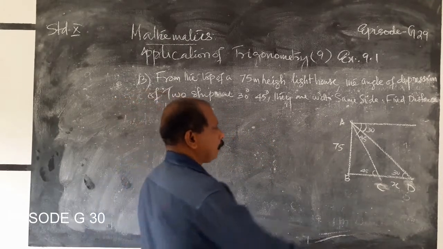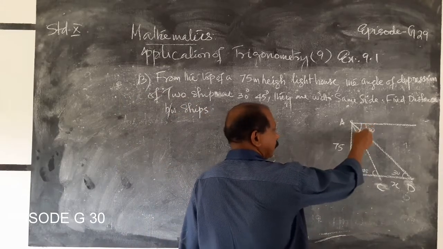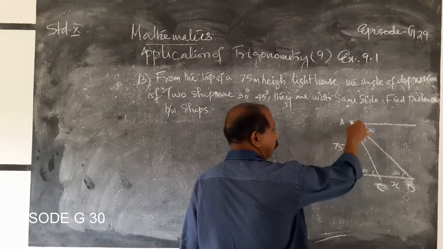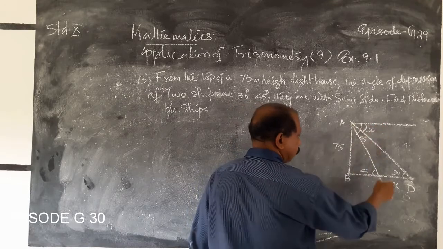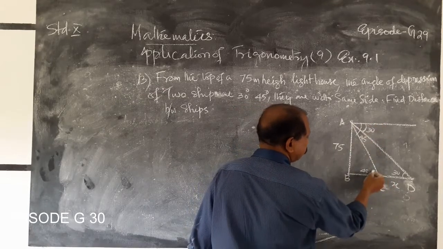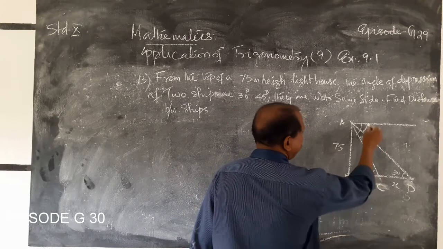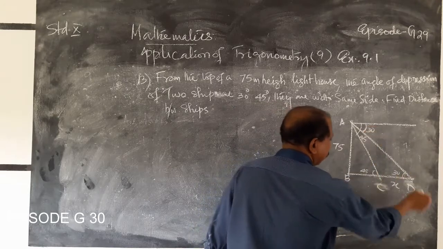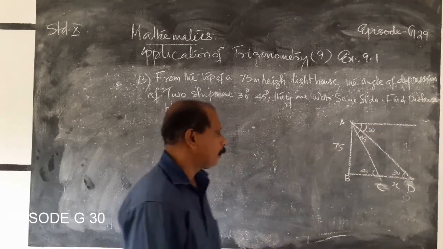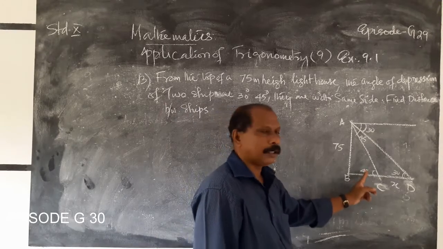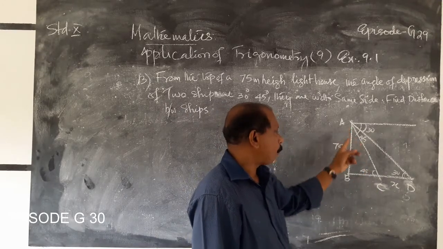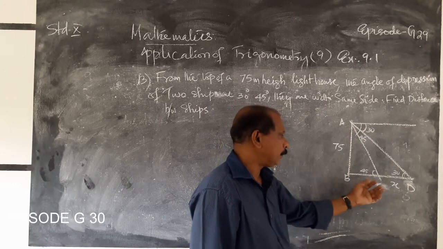Then this angle of depression is 45 degrees. Therefore, these are transverse lines, so this angle is 45 degrees, and this one is 30 degrees. Therefore, using this result, that is 45 degrees, with the opposite side and the adjacent side, we get the adjacent side.